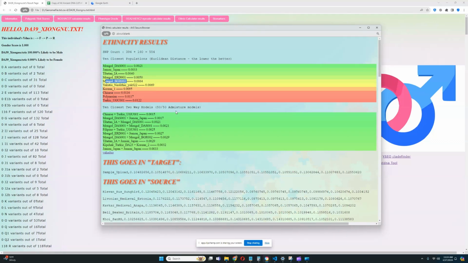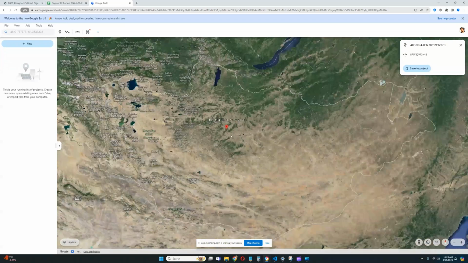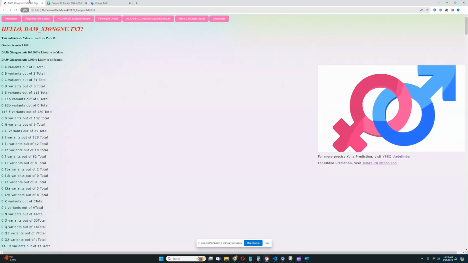And for the two-way mixture, the closest mixture to him is a mixture of Chinese plus Turkic UGU001. So a mixture of Chinese and Turkic seems to be very similar to what he is. The second closest mixture is Mongol plus Jomon, and the third closest mixture is Tibetan plus Mongol. Definitely very interesting. He lives right here, and he's quite similar to the modern inhabitants of Mongolia. That's all I can say.